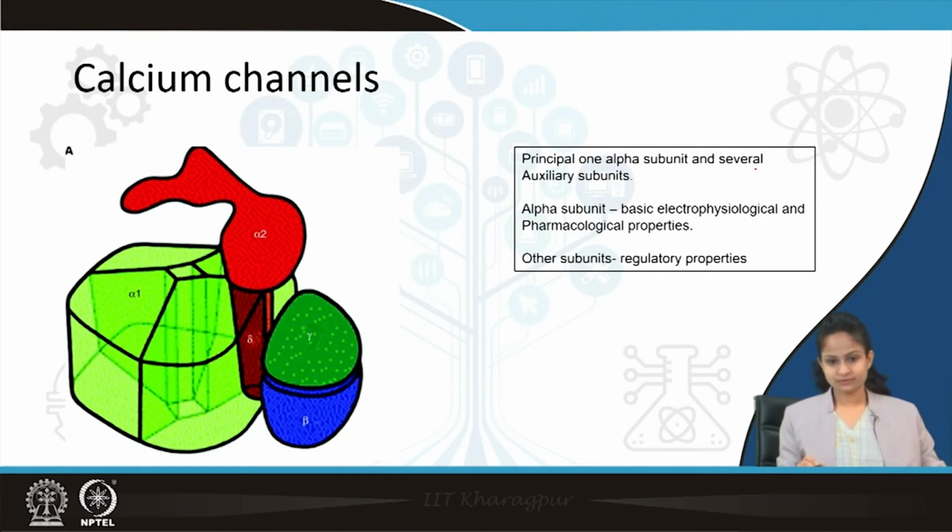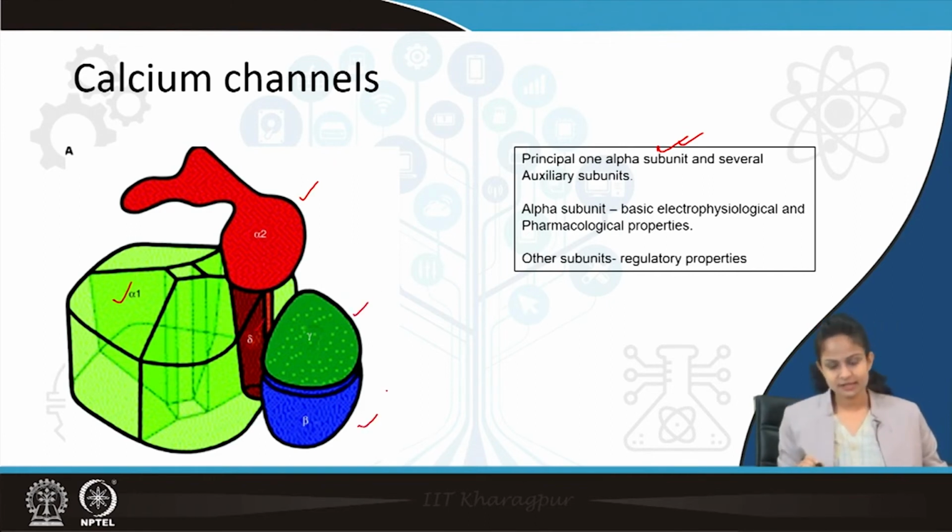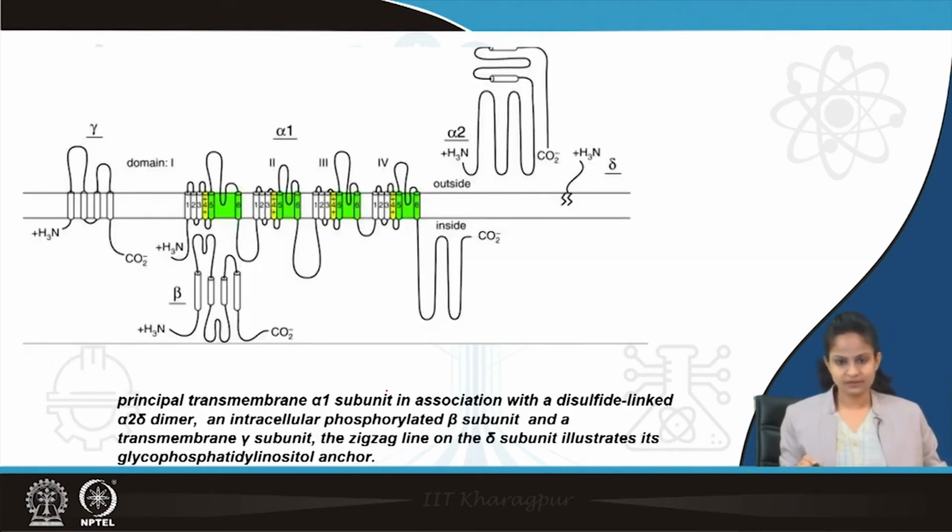Now coming to the calcium channels. In calcium channels, the main functional domain is the alpha 1 subunit. The principal, large alpha unit is seen here, along with various auxiliary units: the alpha 2, gamma, delta and beta segments. These auxiliary units function secondarily, that is, they modulate the activity, but the main function is done by the alpha 1 subunit. The basic physiological, electrophysiological and pharmacological properties are present in the alpha 1.